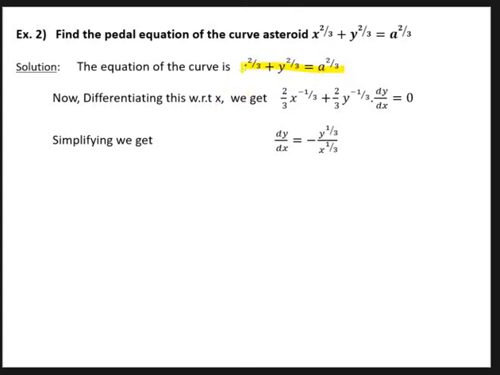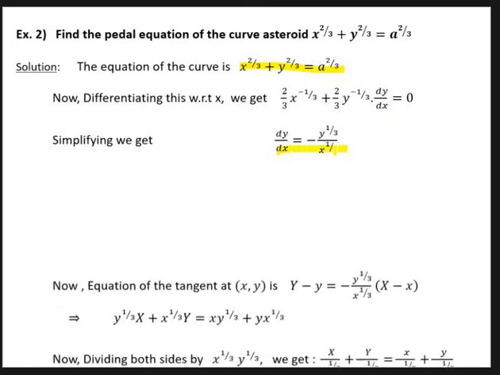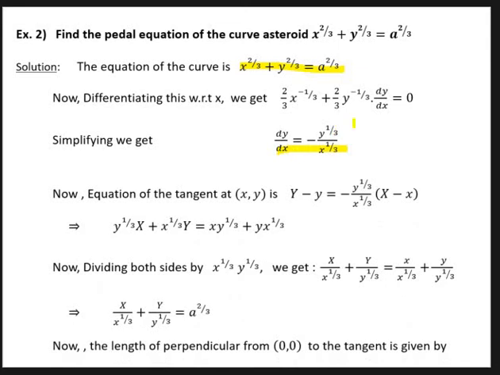Now differentiating this equation with respect to x, we get 2 by 3 x to the power of minus 1 by 3 plus 2 by 3 y to the power of minus 1 by 3 into dy by dx is equal to 0. Then simplifying and solving for dy by dx, we get dy by dx is equal to minus y to the power of 1 by 3 by x to the power of 1 by 3.